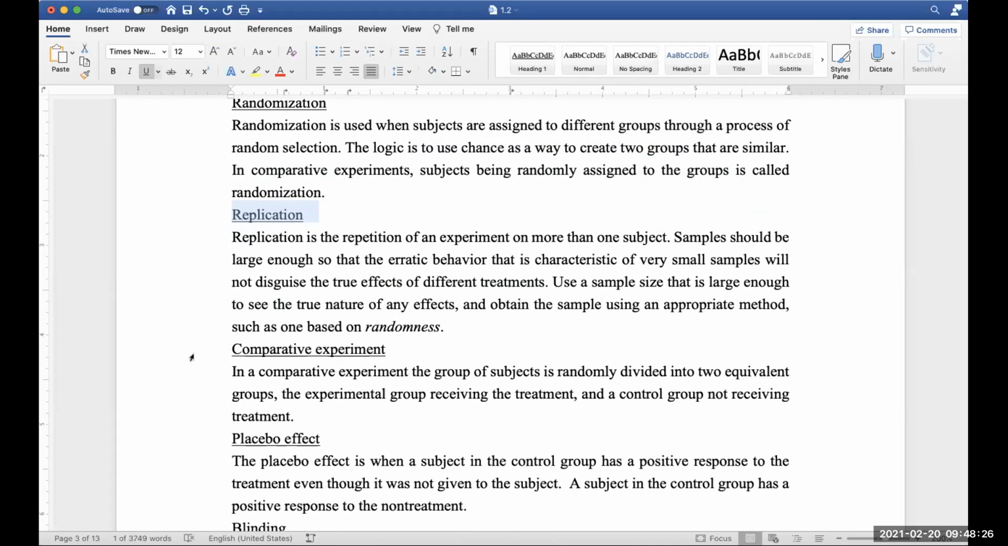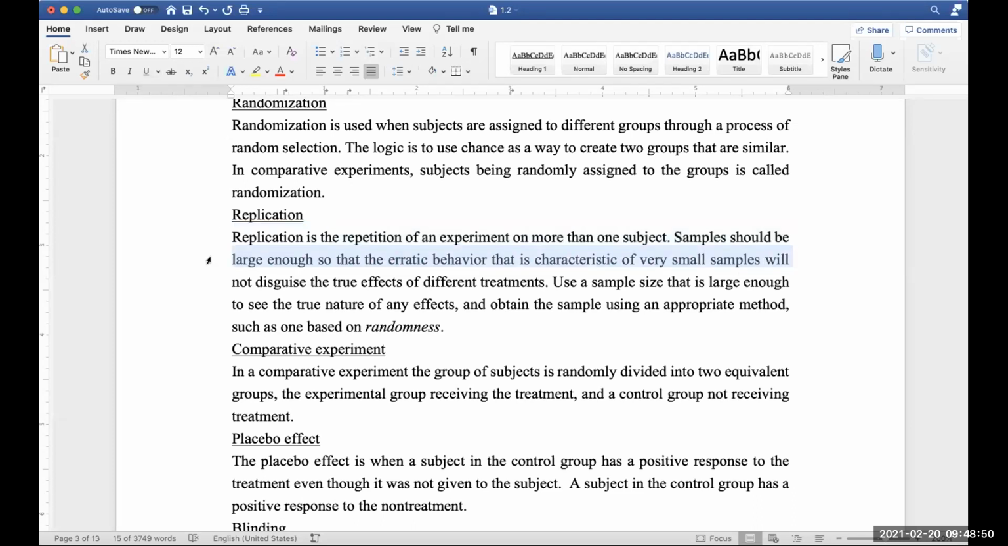Replication. One of the important things with an experiment, once you've done an experiment, is can you replicate the results? So replication is a repetition of an experiment on more than one subject.